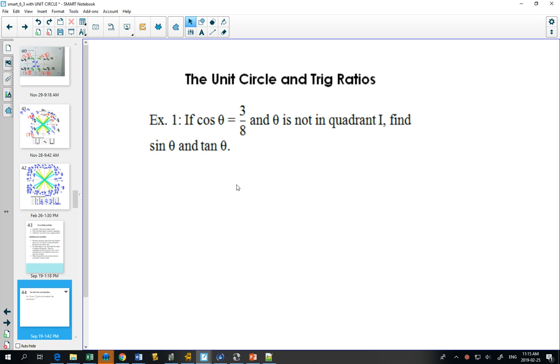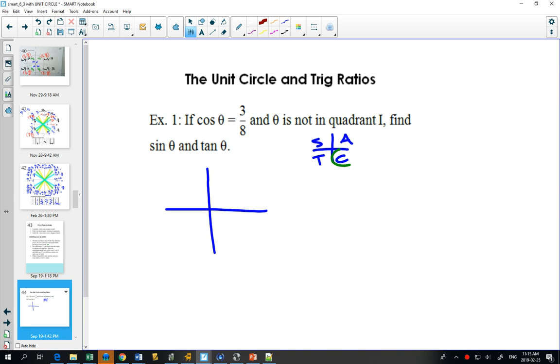What quadrant is it in? Quadrant 4. So we can use the CAST rule. The CAST rule says cos is positive in quadrants 4 and quadrant 1, but it's not in quadrant 1, so it must be in quadrant 4. And so we can draw that angle in quadrant 4, and we can make a triangle.